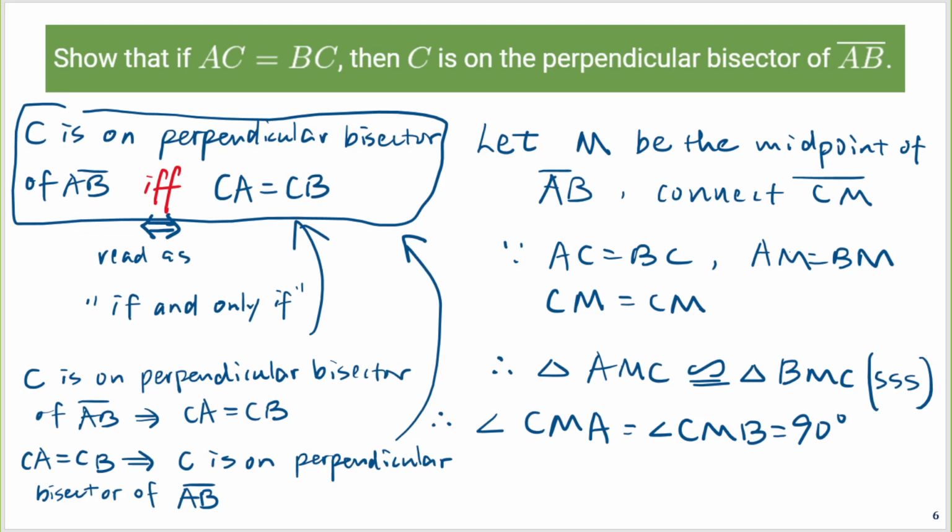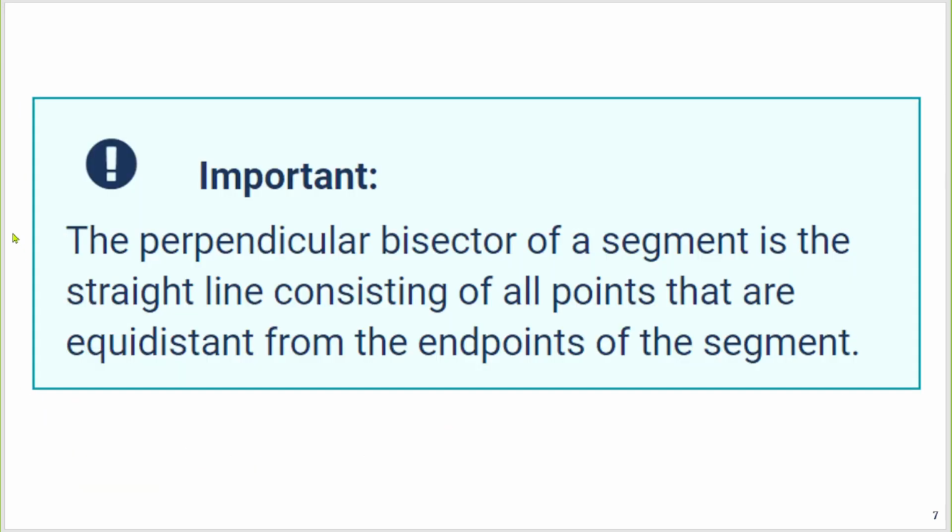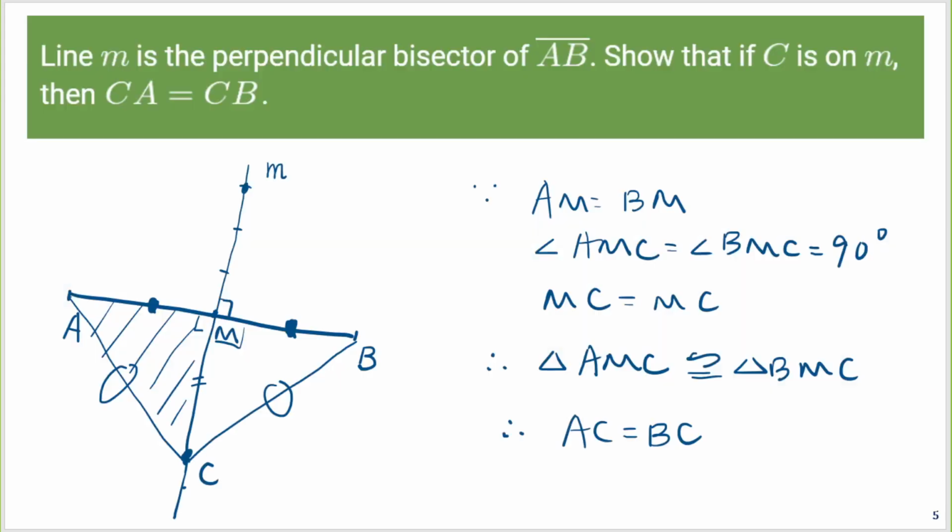And as we go through the remaining lessons, we're going to have a lot of if and only if statements. Okay, we'll talk about this if and only if later in our class. So the previous two examples tell us that the perpendicular bisector of a segment is a straight line consisting of all points that are equidistant from the endpoints of the segment. This is one of the important properties of the perpendicular bisector. Did you get it?